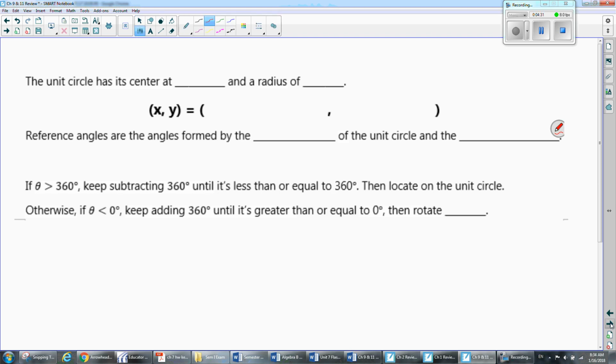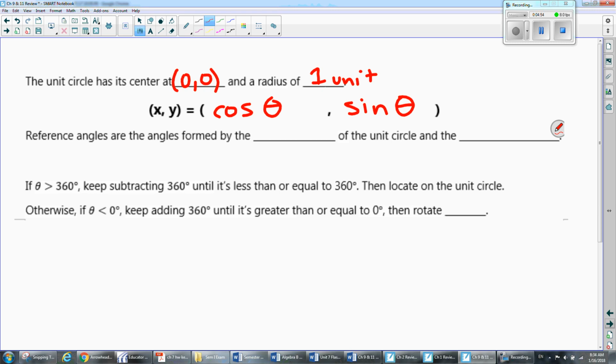Then in chapter 11 we talked about the unit circle. It has its center at the origin at 0, 0, and the radius of 1 unit. That's why we call it the unit circle. Those x and y coordinates are really the same as the cosine of theta and the sine of theta. Cosine for your x's, sine for your y's.